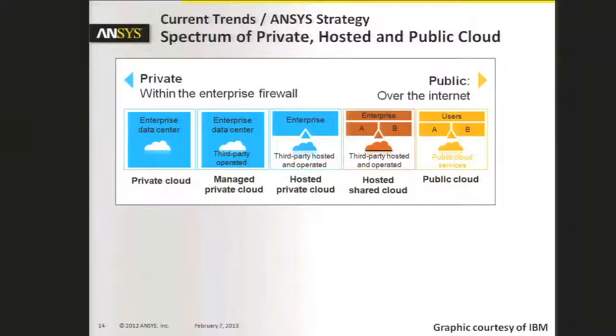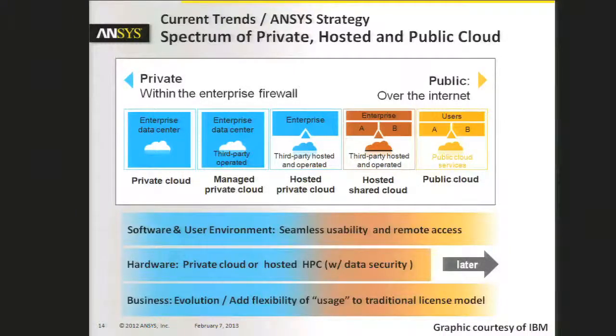But still, there's a lot of interest more recently in this hosted cloud, which is shown in the brown color on this slide. And how are we approaching the spectrum of cloud? It's really through three different avenues. One's the software itself, where seamless remote access is key. Hardware, we as a company are going to stay a software company. We're not going to become a hardware company, buy hardware, and make hardware available. But we will provide this type of solution through partnering with key cloud providers.